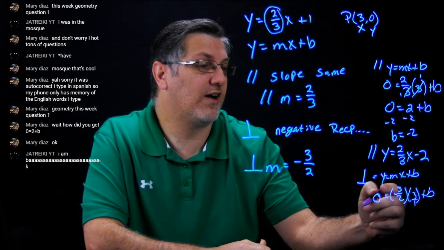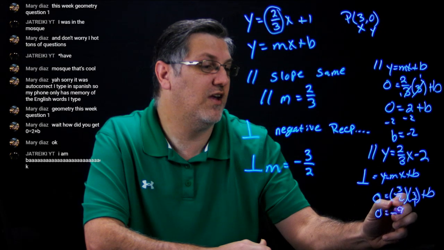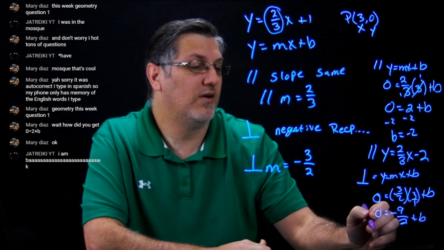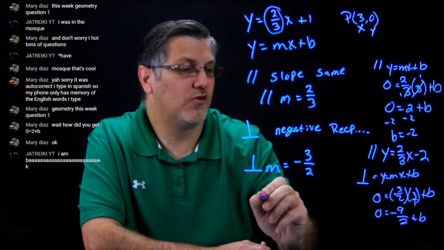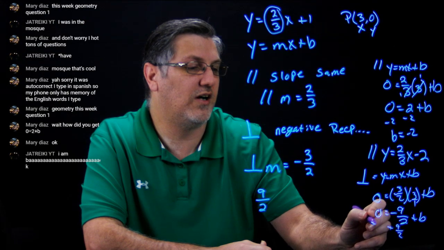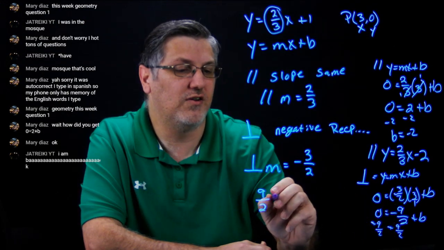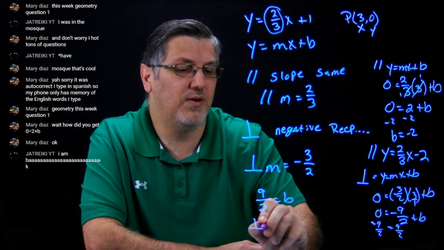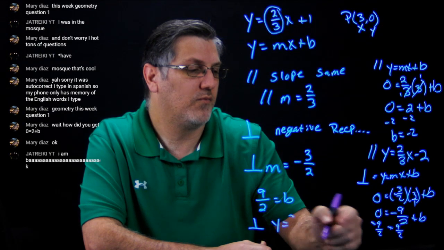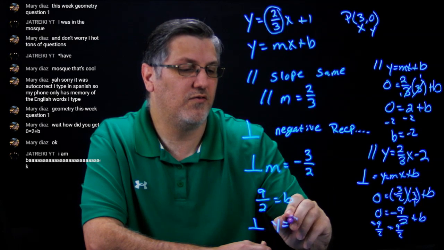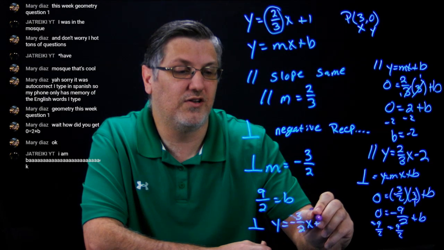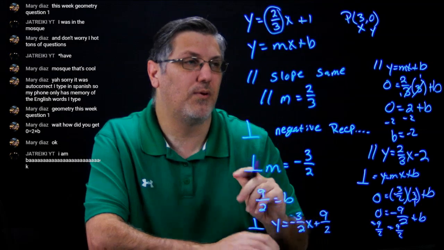Let's see, this is multiplying fractions straight across, so I've got 0 equals a -9/2 plus b. We add 9/2 over. So we're going to add 9/2 to both sides. My negative becomes a positive, equals b. So my perpendicular is going to be y equals my slope of -3/2x. In this case, it's a positive, so we do plus 9/2, and there's my perpendicular line.